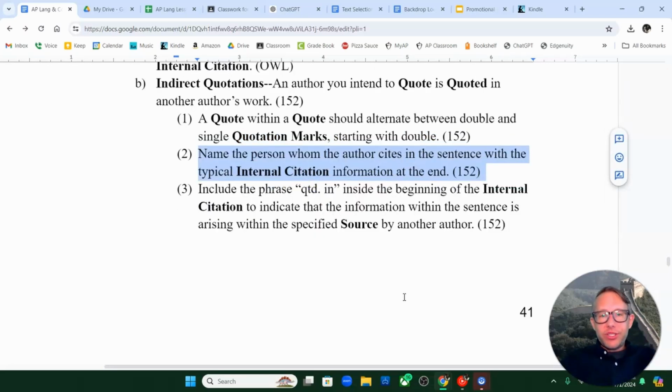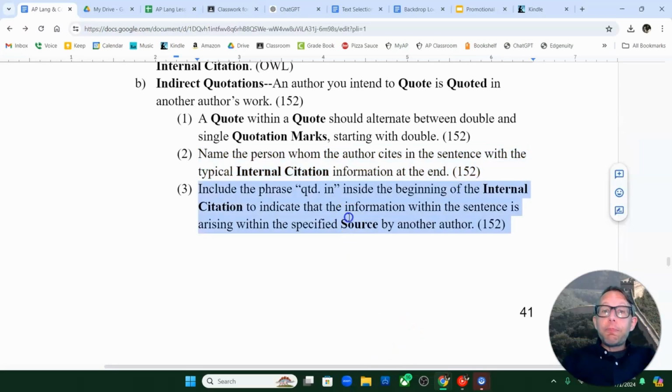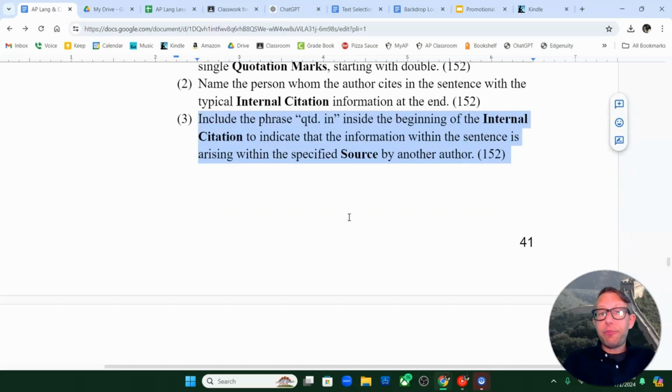So what happens next? Well, it says name the person whom the author cites in the sentence with the typical internal citation information at the end. So if you get a quote from person B from person A's source, the internal citation at the end is still going to be what's normal for that source by person A. However, you do have to specifically mention person B's name within the body of that sentence itself. And that way we know, okay, this is coming from that person's source, but it was originally said by that person over there, okay?